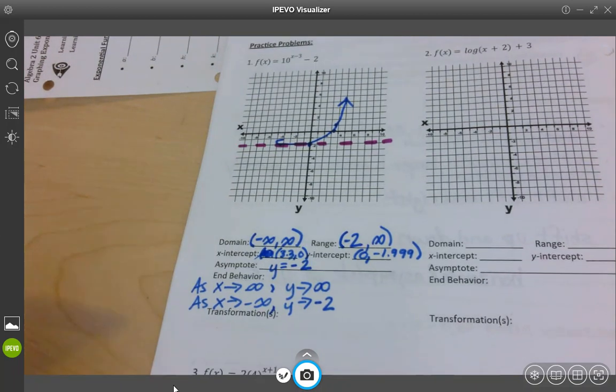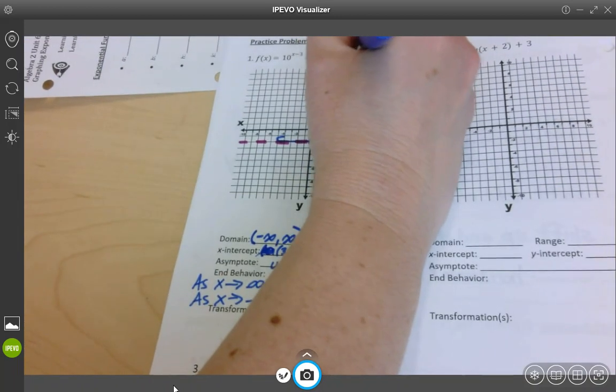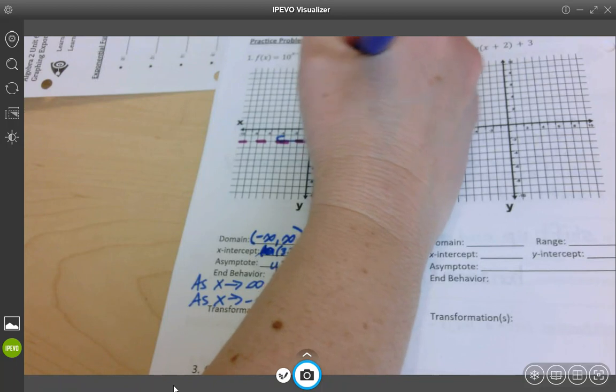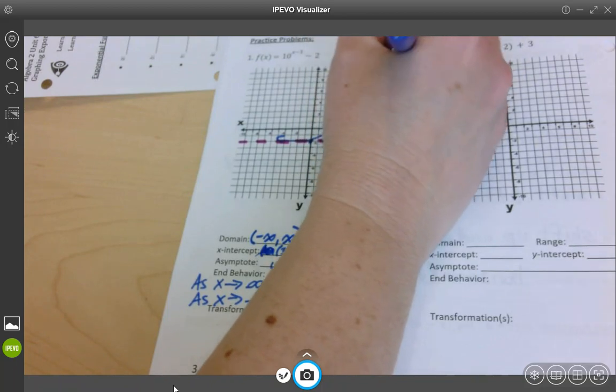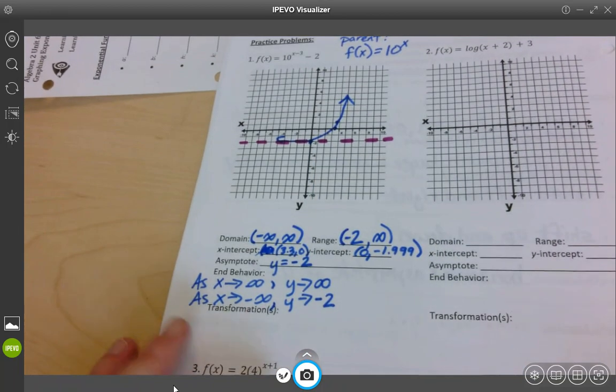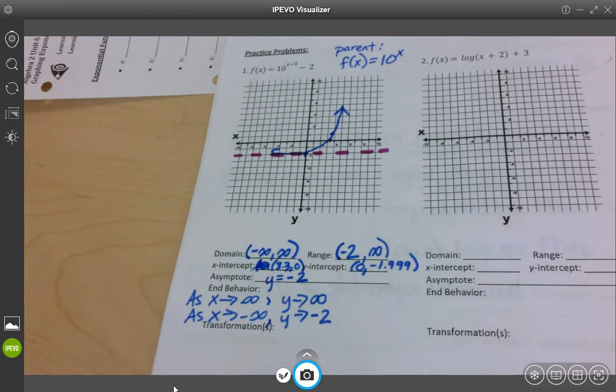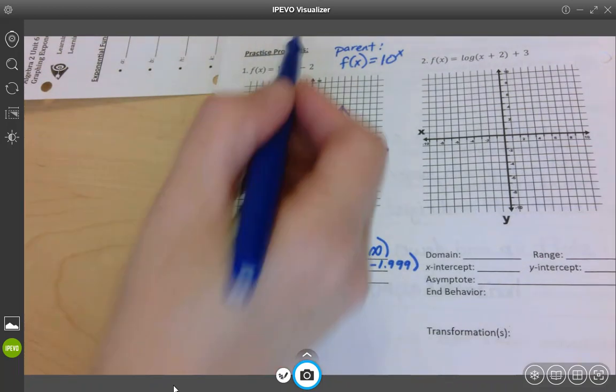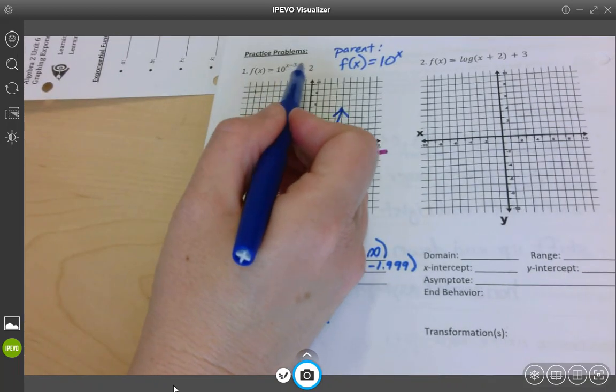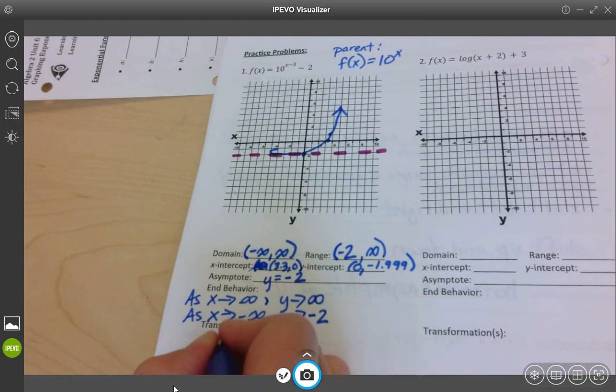Transformations. Before we do transformations, we need to know what is the parent function. The parent function is f of x equals same base to the x. So the 10 is part of the parent. So there's only two numbers that are transforming this function. The -3, the x minus 3, it seems like it's going to move it right, but it doesn't, right? It moves it actually which way? Instead of right, it moves it to the left. So whatever happens to the x happens inversely. It happens opposite of what you think. So it's going to shift 3 to the right.